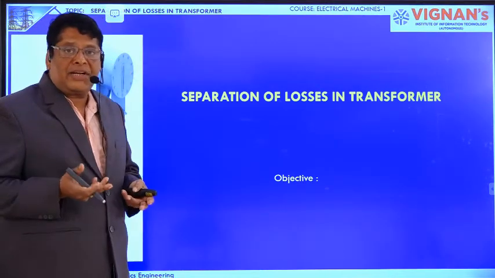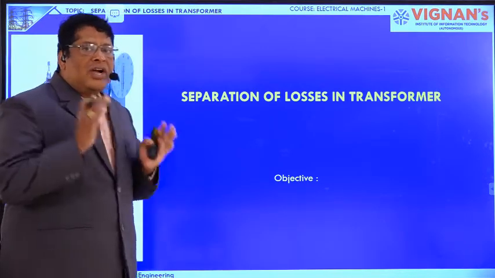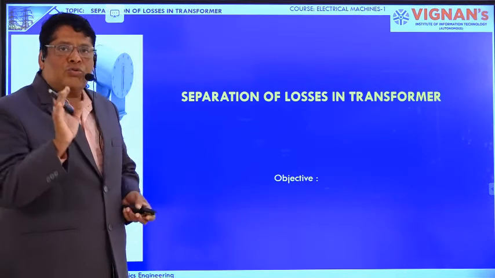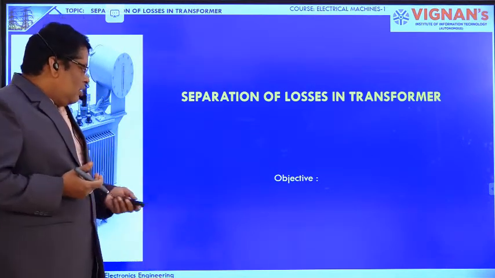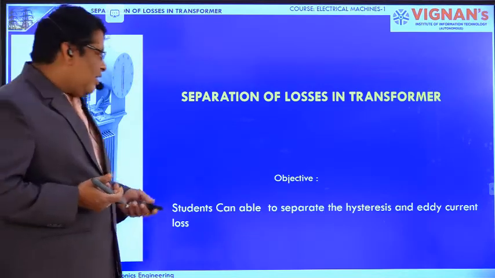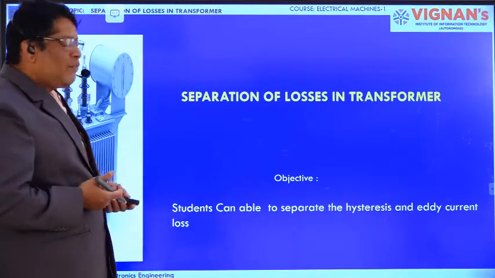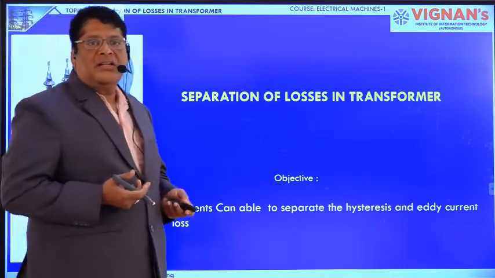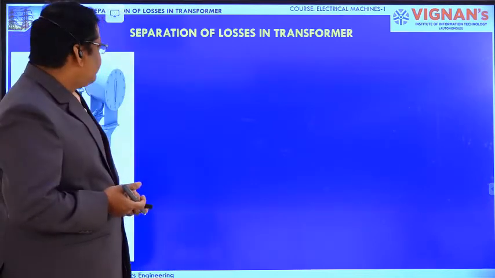The name itself says it: the separation of losses. Which losses are we separating? The iron losses. How much quantity is hysteresis loss and how much is eddy current loss, those quantities we are separating in a transformer. The main objective of this test is that the student can separate the hysteresis and eddy current losses in a single phase transformer. Now let me see how we are going to separate the hysteresis and eddy current loss in a transformer.